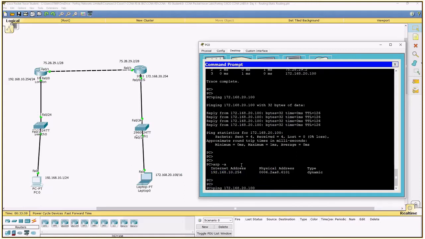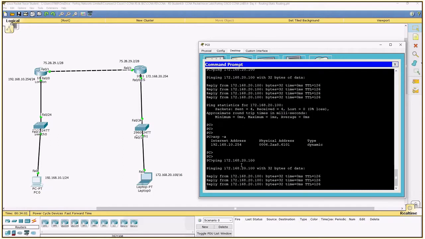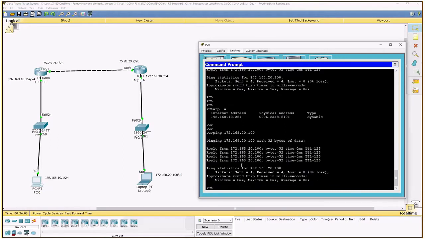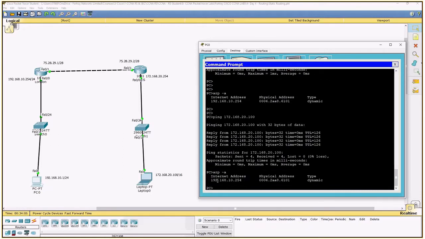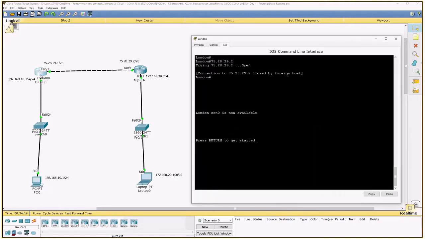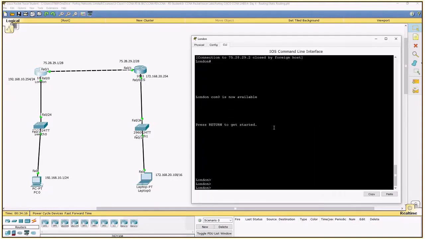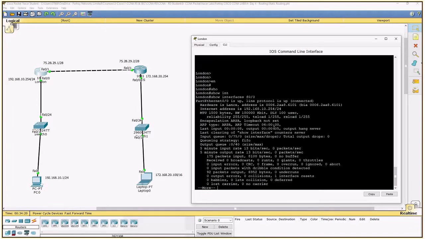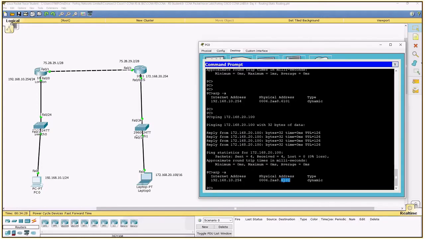Notice, do I have the MAC address of this guy? No, I am pinging, but I don't know the MAC address of this machine. Clear? So ARP -a is showing me the physical address and the IP address of this router. If I want to check the MAC address of this interface, I can log into the router and use the command show interface F0/0. And you can see that is my MAC address.